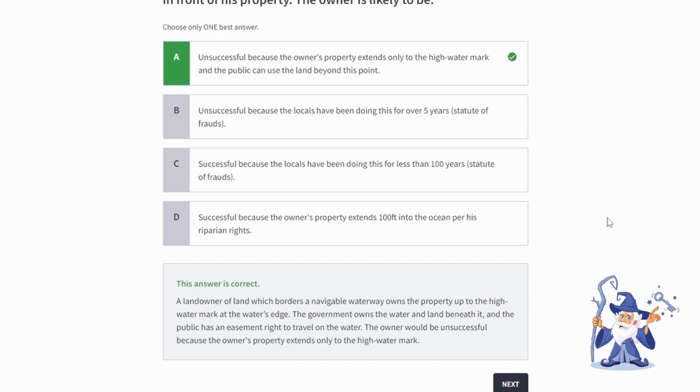So, again, this is one of those hyper specific scenario questions that you just need to be familiar with. You need to be familiar with your water rights and all that's included in that, and of course the scenarios.